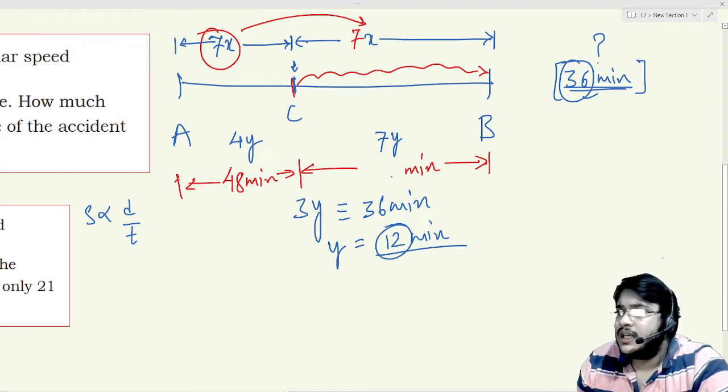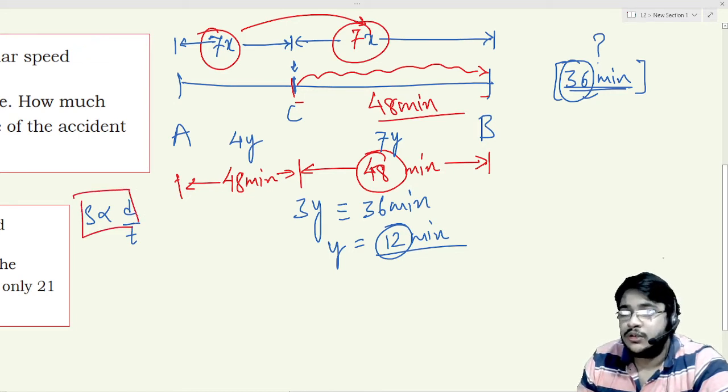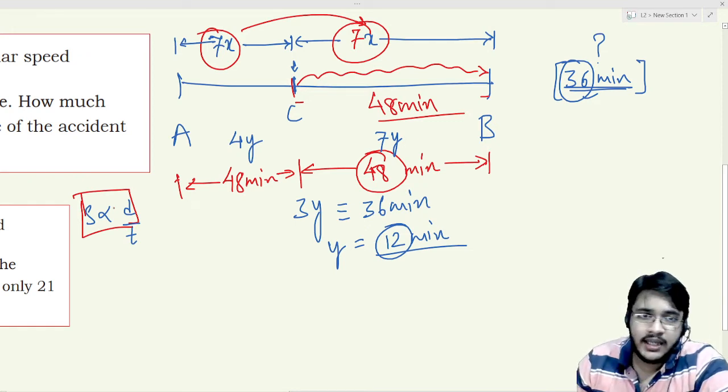And if it is not late by 36 minutes, what I can effectively say is that from C to B, the time will also be 48 minutes. Because the speeds will be directly proportional to the time. Distance will be directly proportional to the speed. Okay, I hope you can see that.